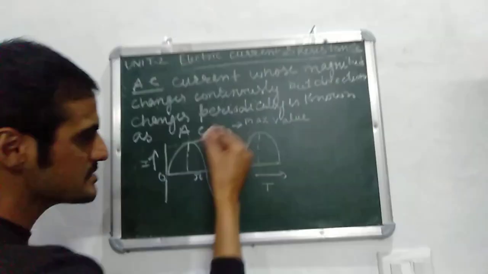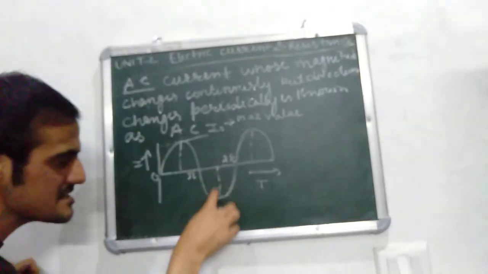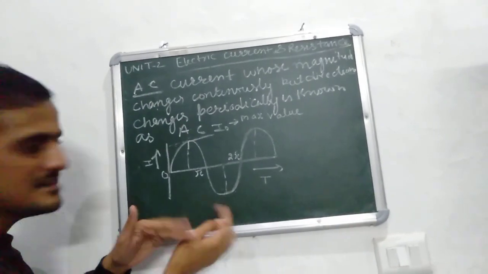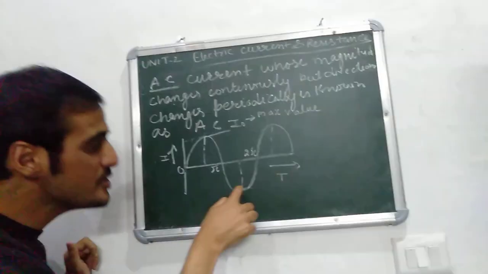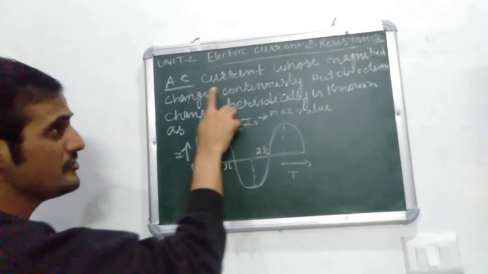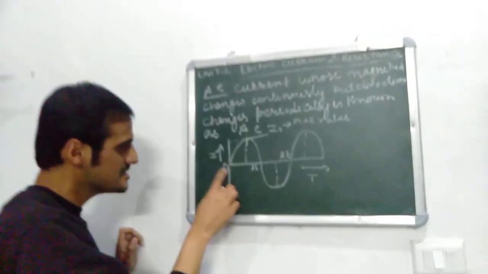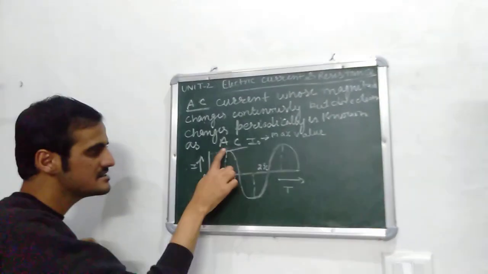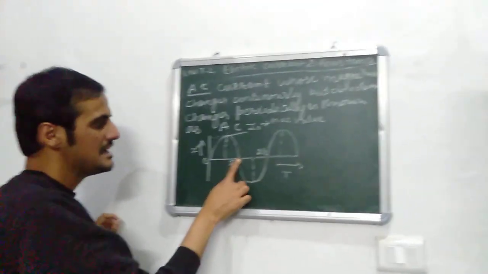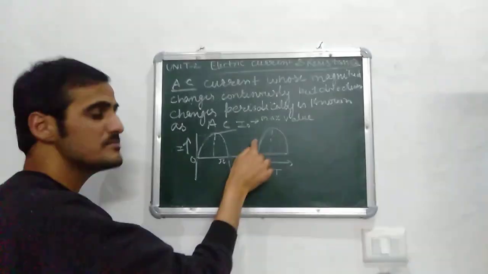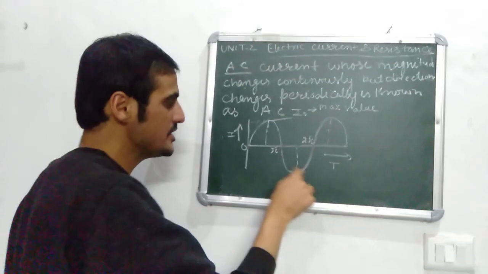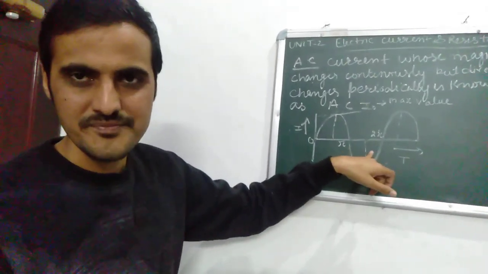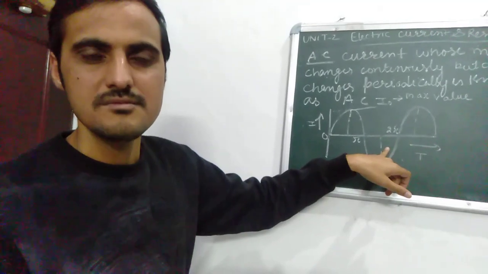Okay, this is the maximum value, and this is the value opposite to the maximum value. This curve changes periodically. What is the definition? The magnitude changes. See that the magnitude of current changes, and the direction is also changing. But how does the direction change? Periodically. And this is 0, 180, 360. Okay, we'll take an example.